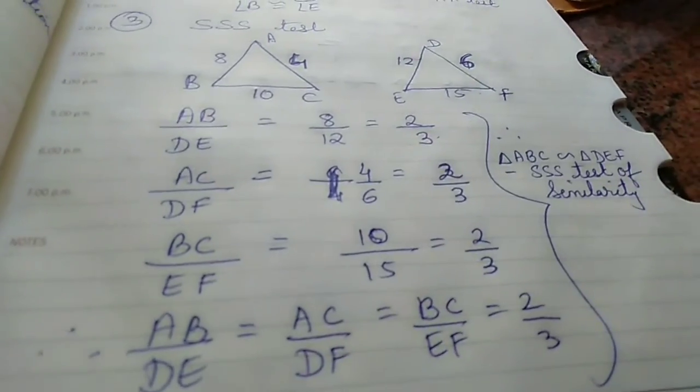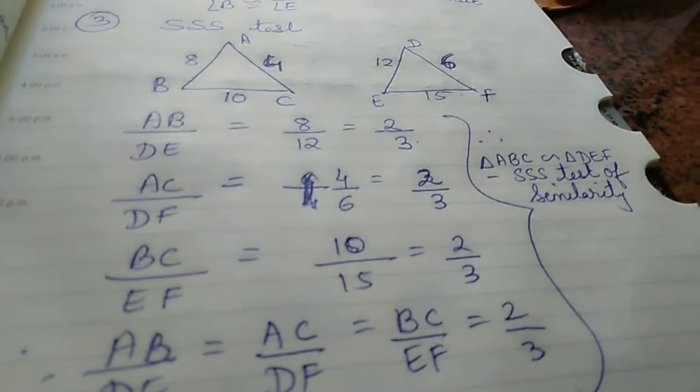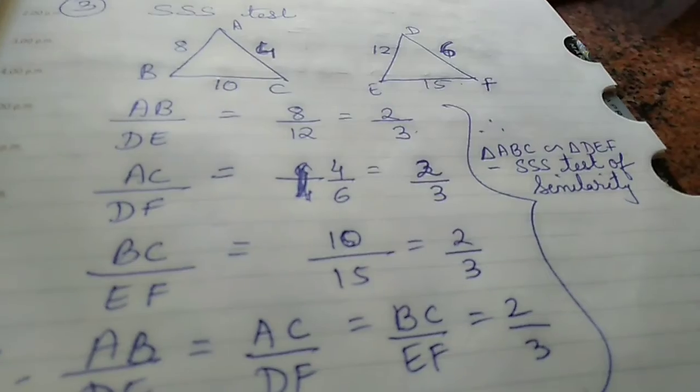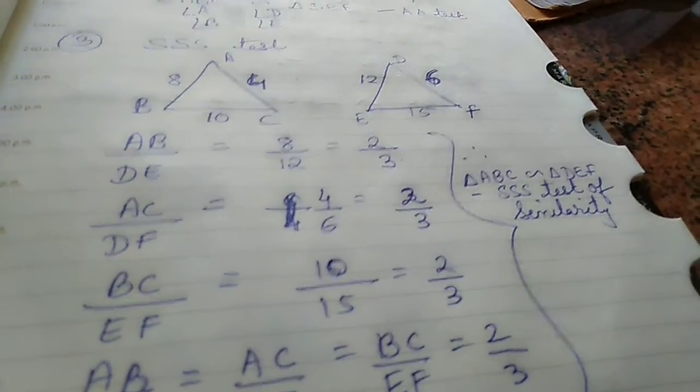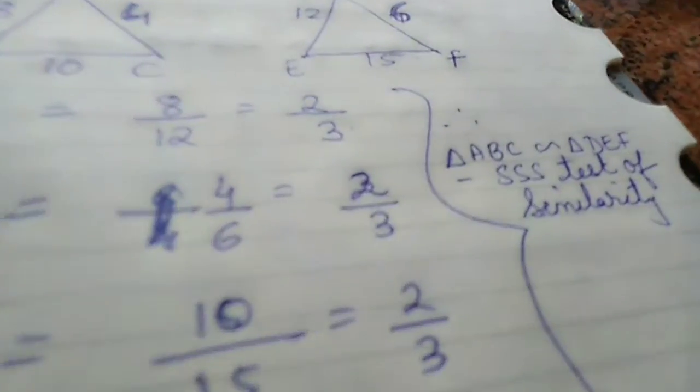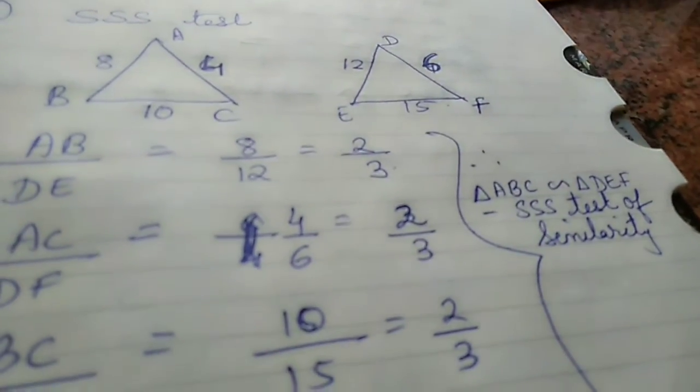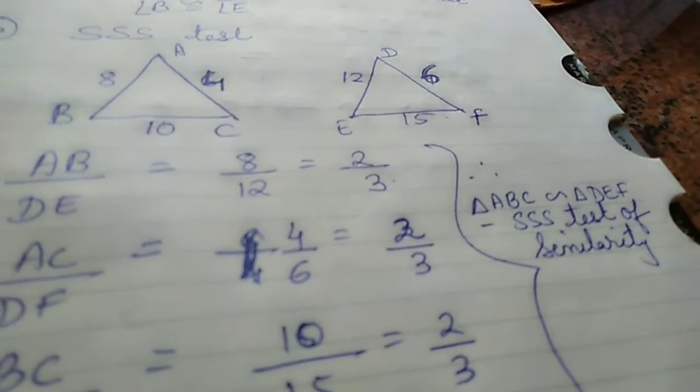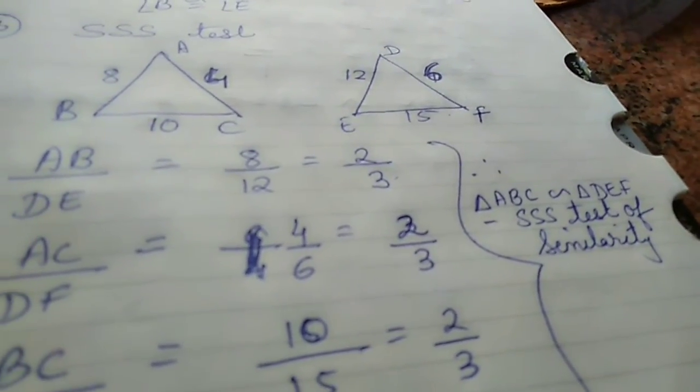That is, AB upon DE is equal to AC upon DF is equal to BC upon EF, which is equal to 2 upon 3. Which means that all the three sides are in proportion. So we can say that triangle ABC is similar to triangle DEF by SSS test of similarity. Nothing about the angles is given, but all the three sides they have given. So you can check if the sides are in proportion.